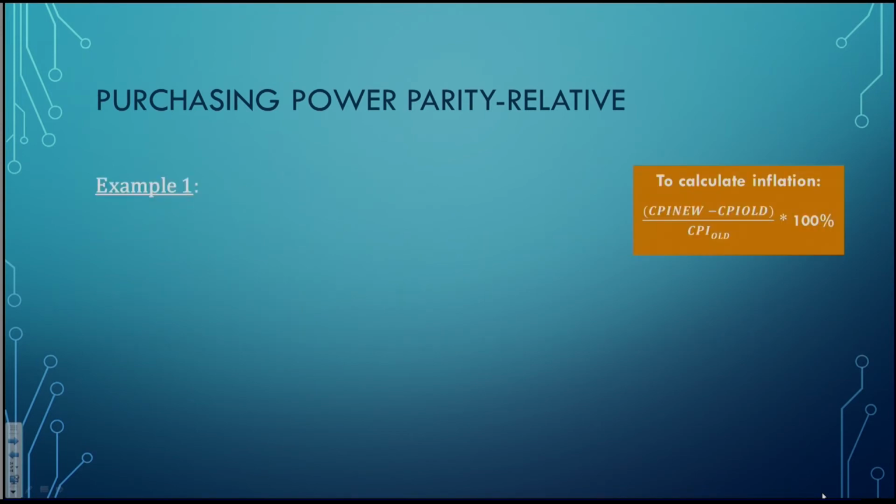Example 1, and notice I've got the equation on the right. Somehow my subscripts got dropped, but don't worry about it. So CPI new minus CPI old divided by CPI old multiplied by 100%. All right, so we want to find the inflation rate between 2013 and 2014.